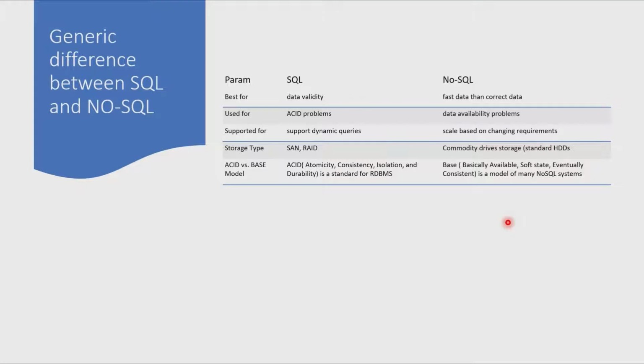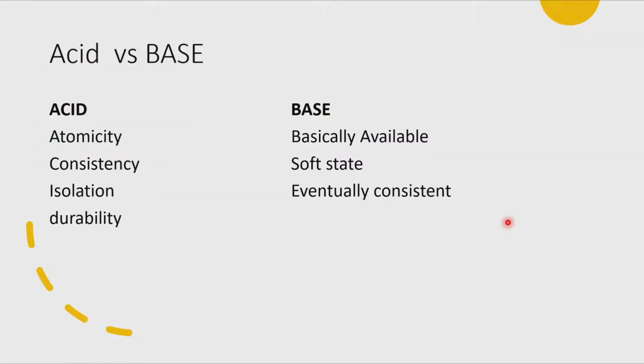And there are other parameters as well. That is what ACID and BASE stand for. ACID is for your relational database. So you have atomicity, consistency, isolation, and durability. And your non-relational database is basically available, soft state, eventually consistent. So I don't want it to be very consistent, that's fine, but I want it to be more available. So you go with this.